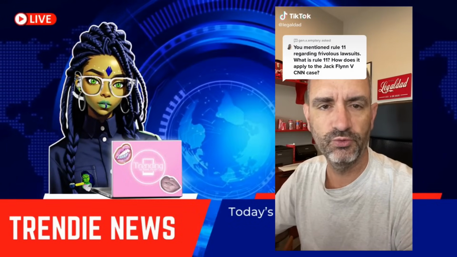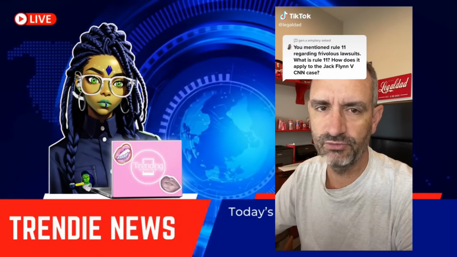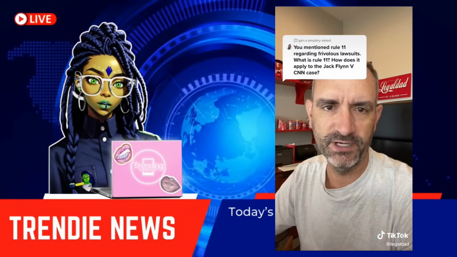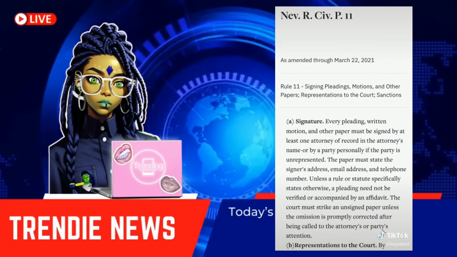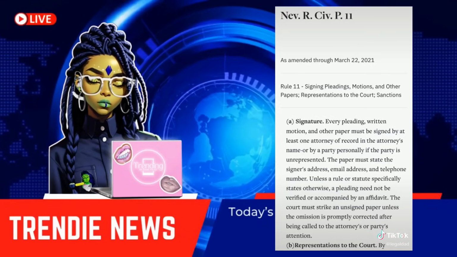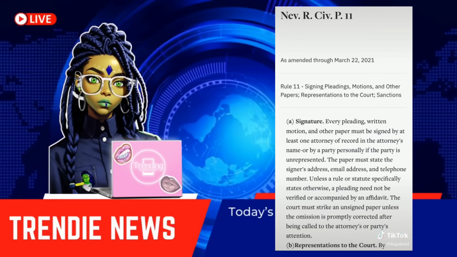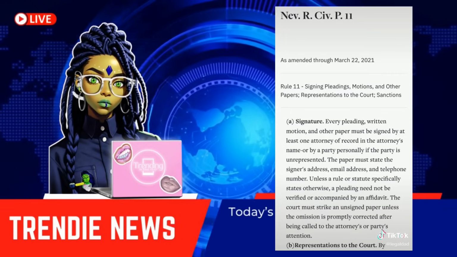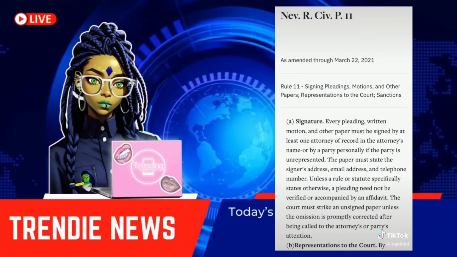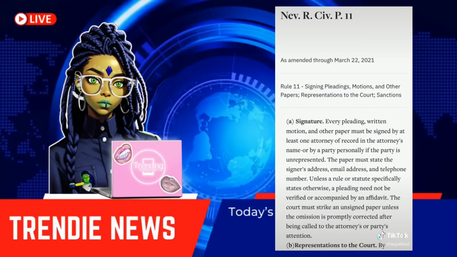Here's a great question. Rule 11. What is it? Sometimes we lawyers forget that not everybody knows what it is. All state and federal rules of procedure have a rule similar to this. This is Nevada's version. First, it requires that every pleading, motion, or other paper filed with the court must be signed by at least one lawyer representing that party.